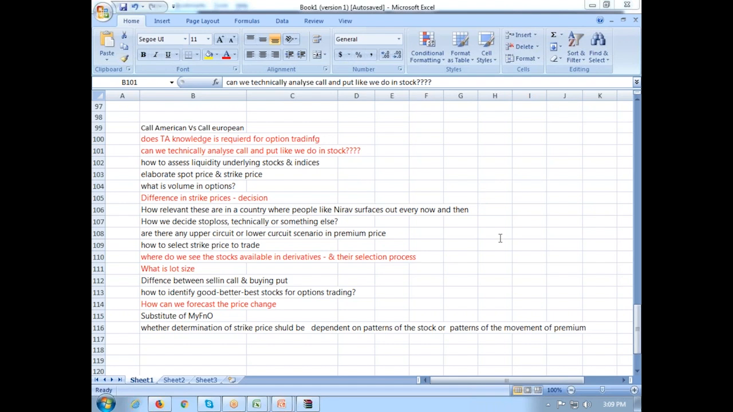Somebody says, but we get continuous data charts for futures and options too. Where do you get option charts with continuous data for more than 20 days? Rolling, I mean, an option is dead on 28th of March, it cannot be rolled over to 29th. Futures can be rolled over. I'm not talking about futures. The question is, technically analyze call and put like we do in stock.